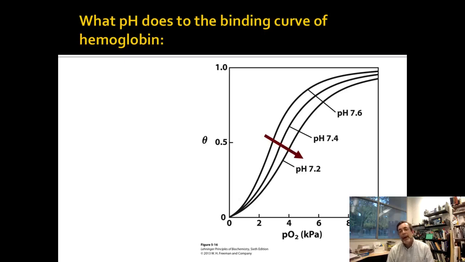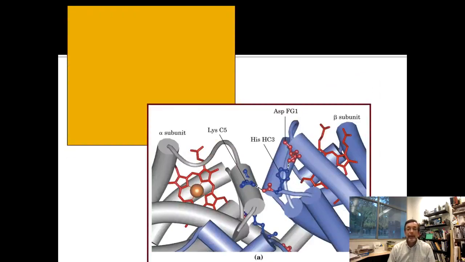So notice that as we move away from neutrality, as we add acid, the pH goes down. The binding curve also goes down. That means for a particular PO2 value, you will have less theta, less YO2, less fractional occupancy of your hemoglobin sample. And the question is why?